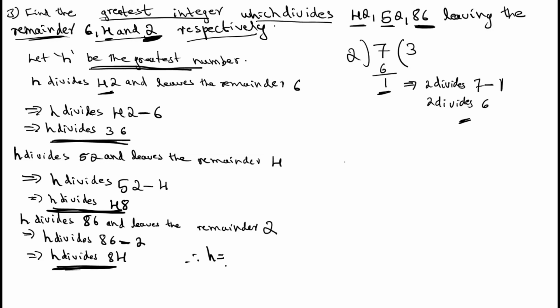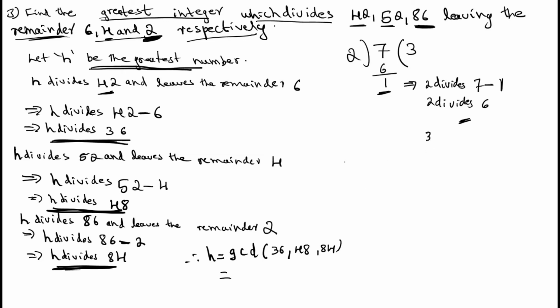How to find the greatest number which divides three numbers? That is nothing but the GCD of three numbers: 36, 48, and one more number, 84. If you know the answer, you can write it directly. Here I will do it by the prime factorization method. GCD is nothing but HCF.